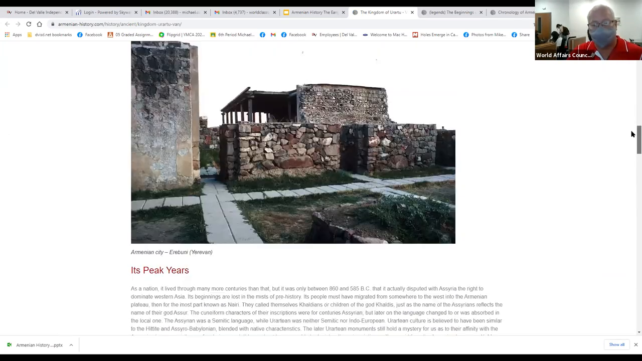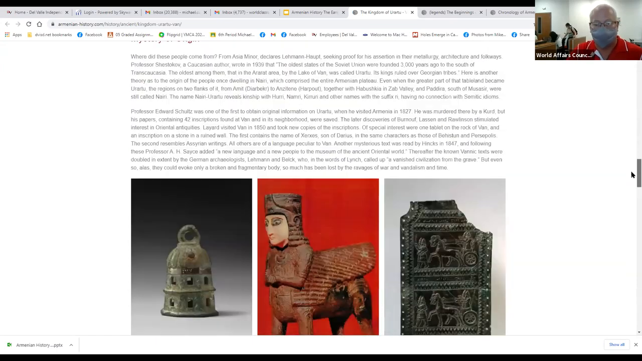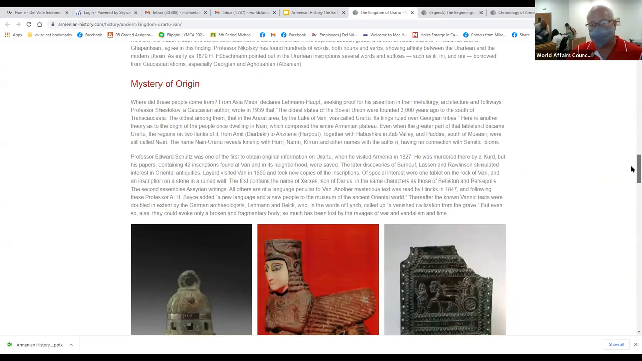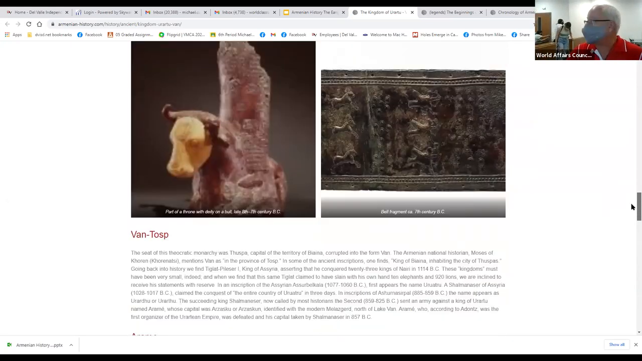Okay, during its peak years, it shows, explains, got pictures. Basically, it talks a little bit about the origin and the plateau. And they develop at a fairly high level, as you can tell here.